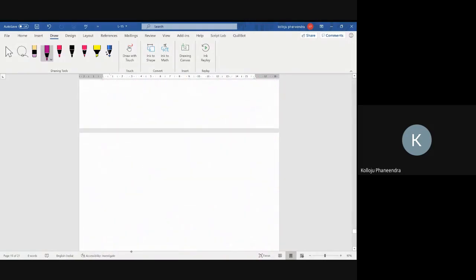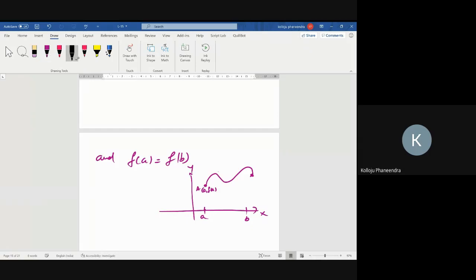And one more point: f of a equal to f of b. What does that mean? This is the x-axis and this is the y-axis. Taking a and b, let me take a curve like this. This is a. Corresponding to this a, the point is a comma f of a. This is the curve y equal to f of x.